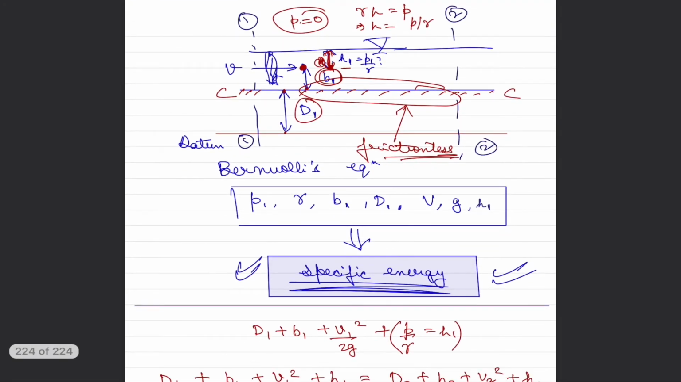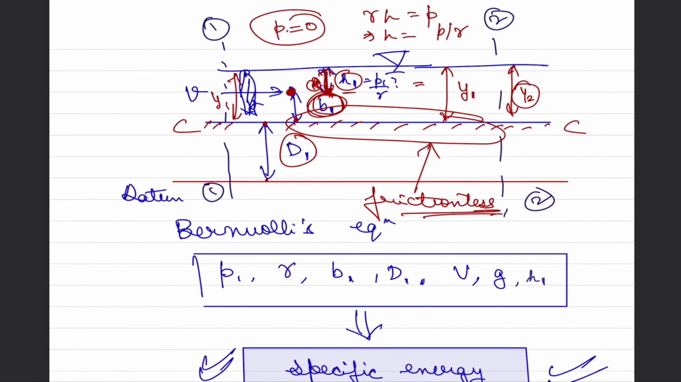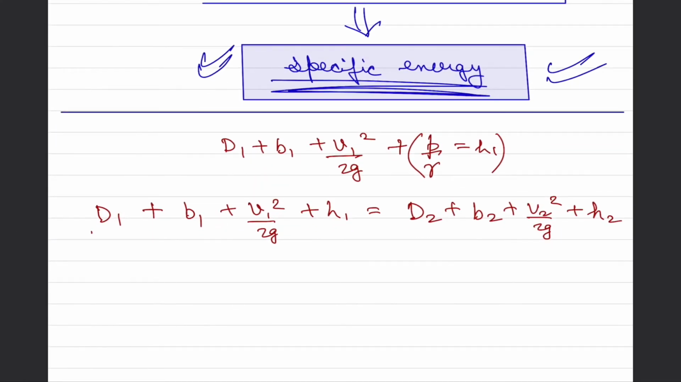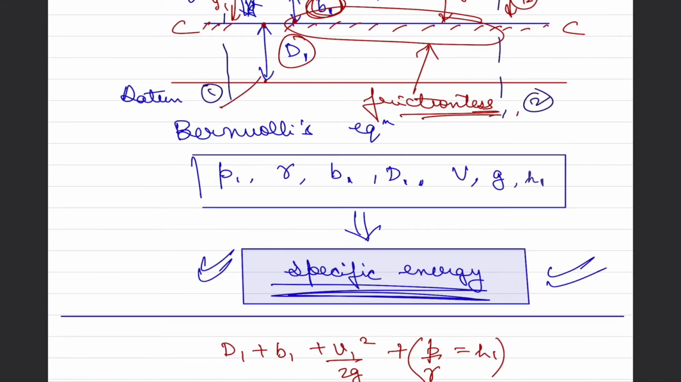And if we see this term H1 plus B1, it is nothing but the total height of water in that particular section. So if we are here, this is Y1. If we are here, this is equal to Y2. So we can say that the sum total of B1 plus H1 is the total depth of water at a section under consideration, plus V1 square by 2g plus D1, and this should be equal to D2 plus Y2 plus V2 square by 2g. Now this is a typical Bernoulli's equation that we have written between section 1 and section 2.